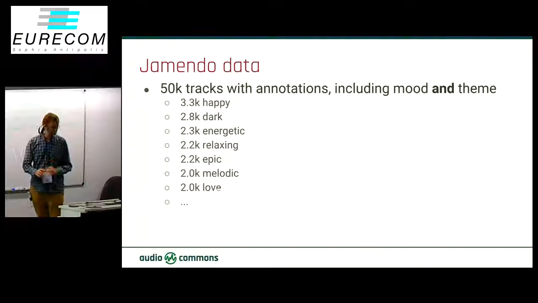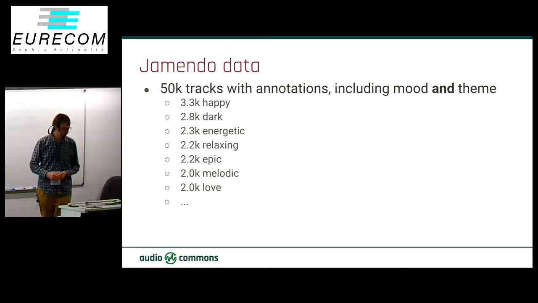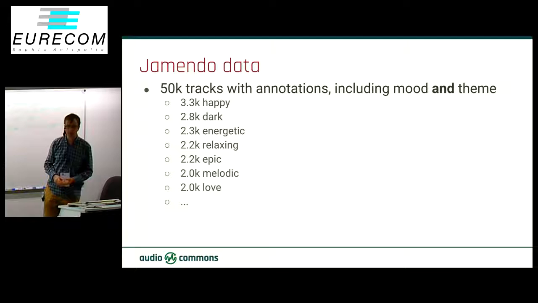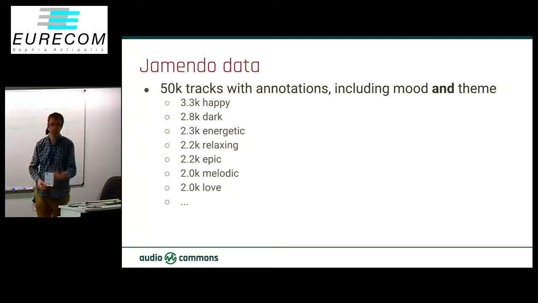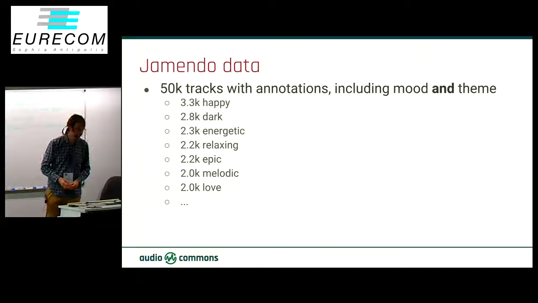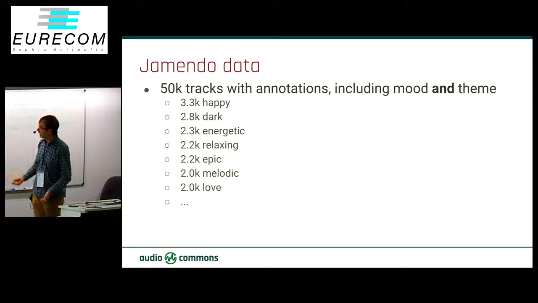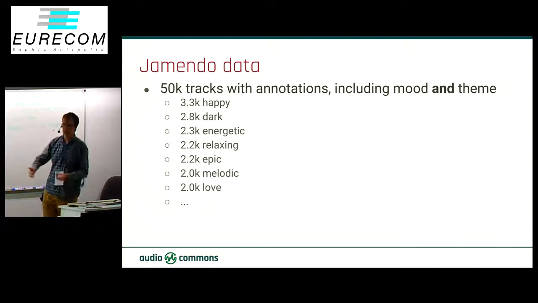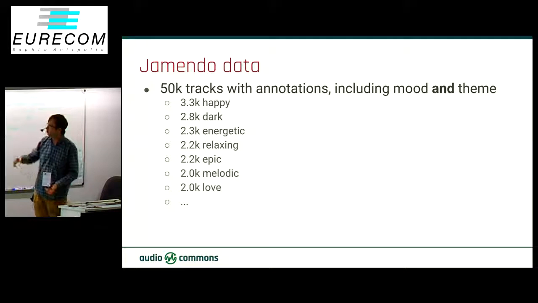So we're going to give just an overview of the type of data that we have and some ideas that we've thought about how to present the tasks and how to do the evaluation. We'll be really happy to get some feedback from you as well. There are about 50,000 tracks that have annotations of mood and theme, and you can see that we've got some happy stuff, maybe 3,000 tracks, so quite good.